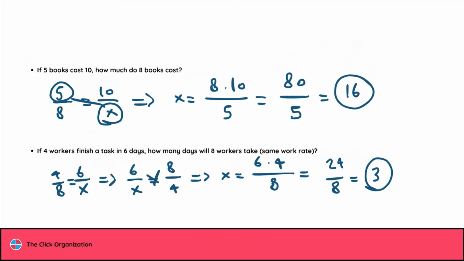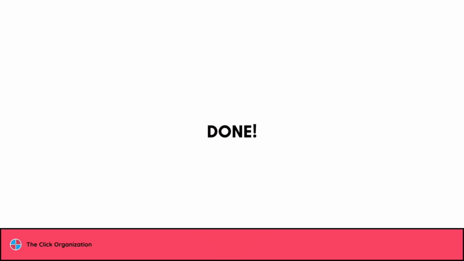So, if 4 workers finish a task in 6 days, 8 workers will finish the same task with the same work rate in 3 days. And this was all the practice questions for ratios and proportion. We're done.